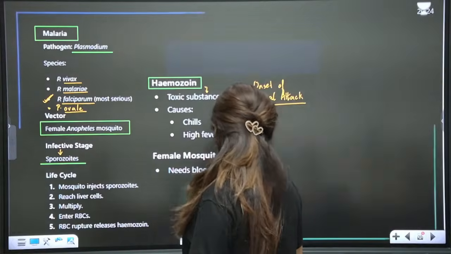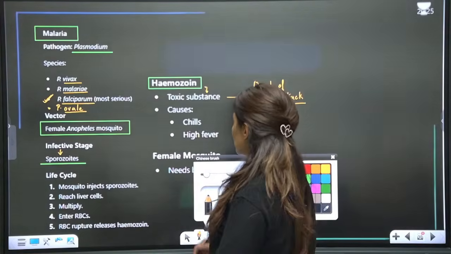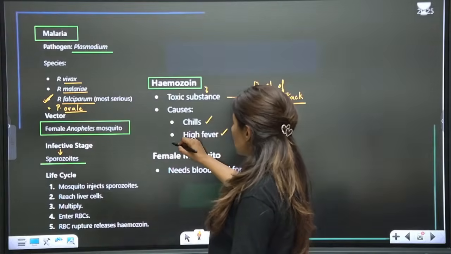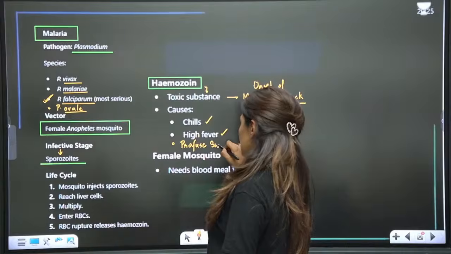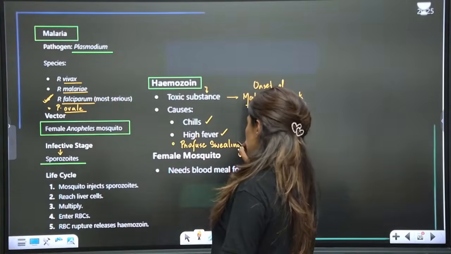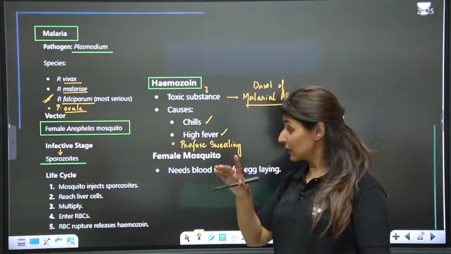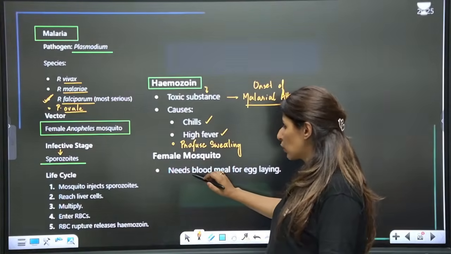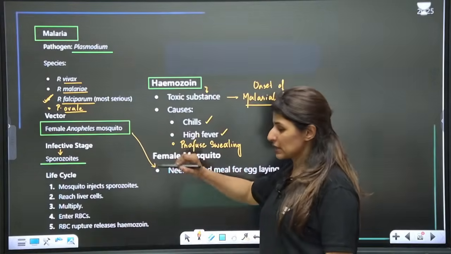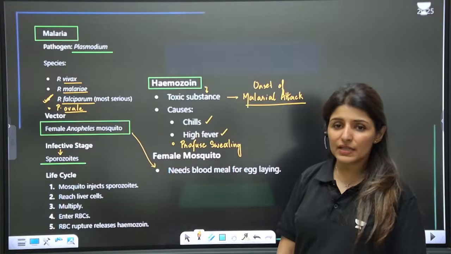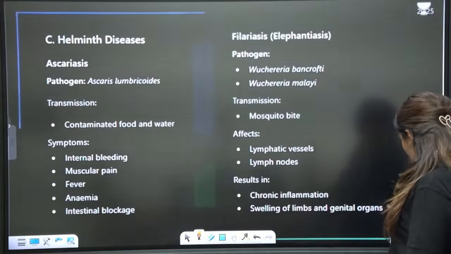All right. So this hemozoin results in the onset of malarial attack, causing chills and high fever and then profuse sweating. So these are the three main symptoms and it runs in a cyclic manner. It is a female mosquito which needs a blood meal for egg laying, and that is why it acts as a vector. Are these points clear to everyone? Please tell me. Right? All right, guys.